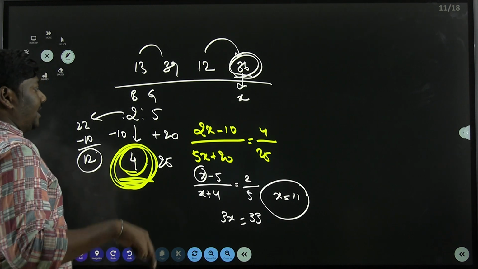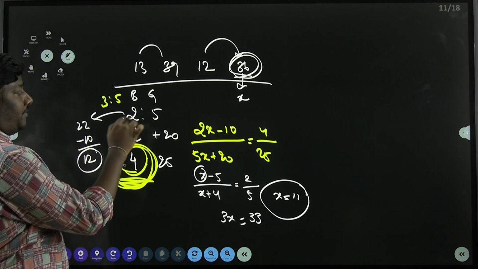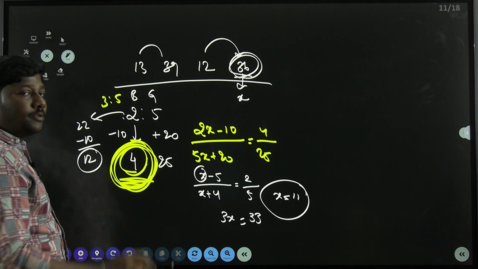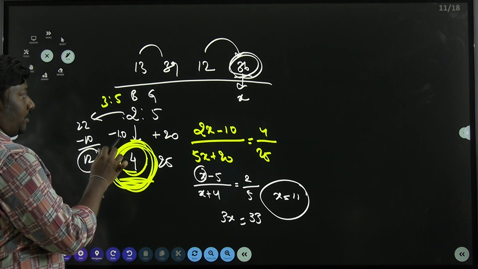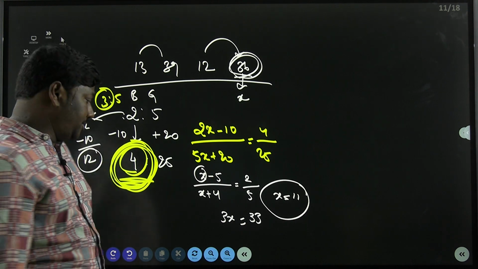Sometimes what happens is, unlike in this question, suppose it is 3:5 instead of 2:5, then there are two options which are multiples of 4. If you subtract 10, the number should be a multiple of 3. Like that also you can go with the options.